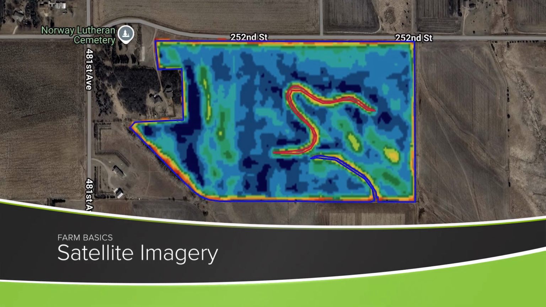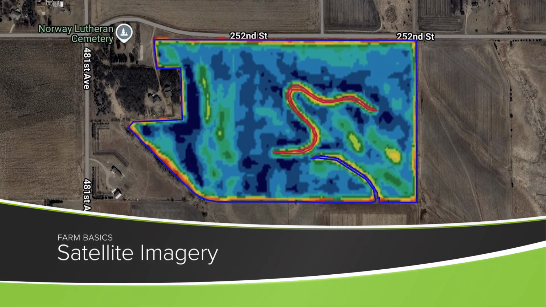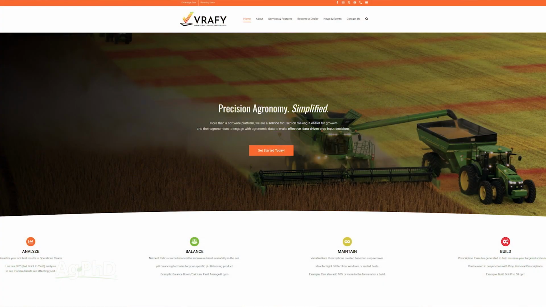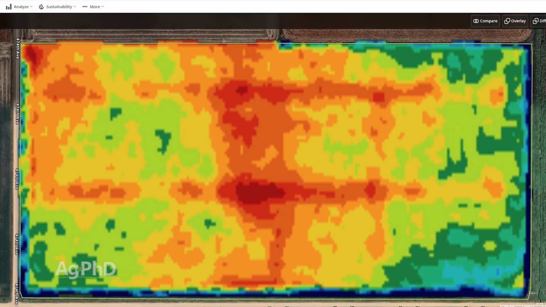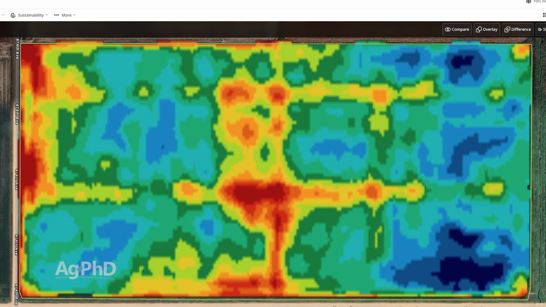During our Farm Basics time today, we're going to talk about scouting using satellite imagery. One of the cool things with satellite imagery is most farmers now have access to it, whether it's through programs like VRAFY or Climate or others, or maybe specific satellite services. Satellite imagery now is pretty cheap, generally $1 or $2 an acre at the most, sometimes even cheaper. And it's something that we can use for scouting on the farm. But the question is, how do we use that throughout the season?